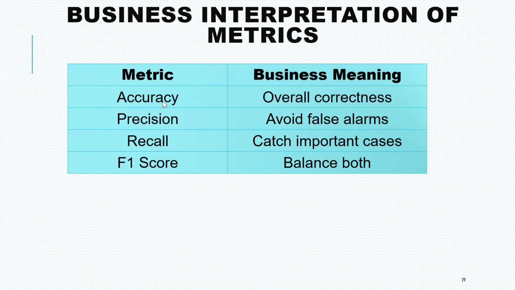If we talk about accuracy, the business meaning is the overall correctness of your model. Talk about precision, the business meaning is that it lets you avoid false alarms. If you say recall, the business meaning is that it catches important what? Cases. And F1 score balances both precision and recall.